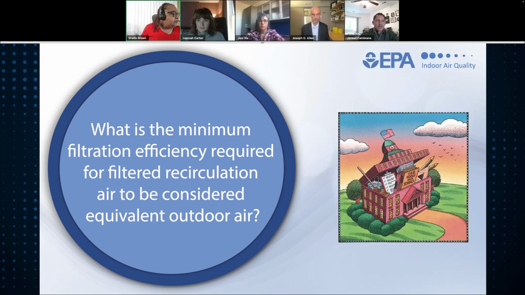Can Dr. Allen speak to equivalent outdoor air, which allows highly filtered, recirculated air to be considered as being similar to fresh outdoor air? What is the minimum filtration efficiency required for filtered recirculation air to be considered equivalent outdoor air? Yeah, it's a really good question. Did you get that? Okay.